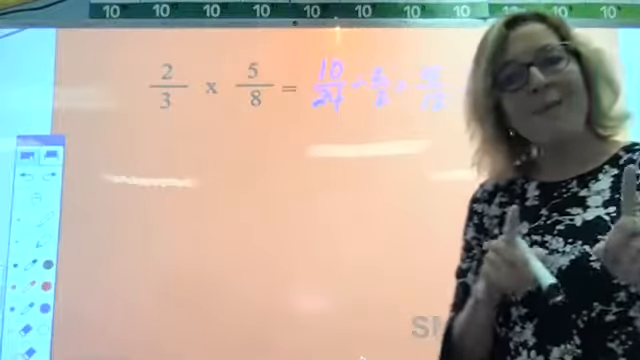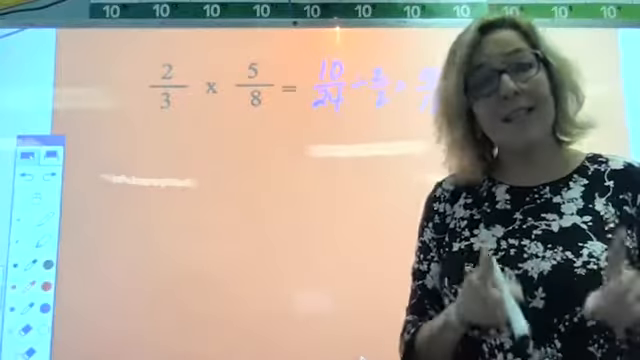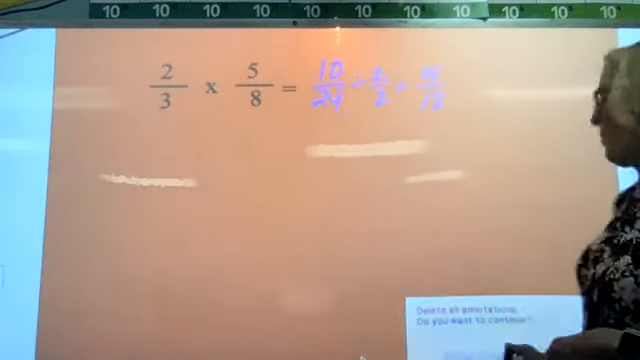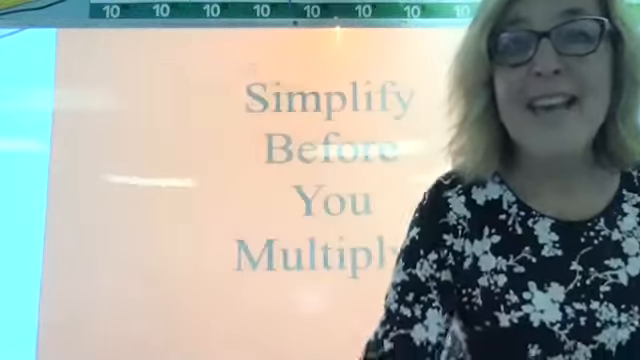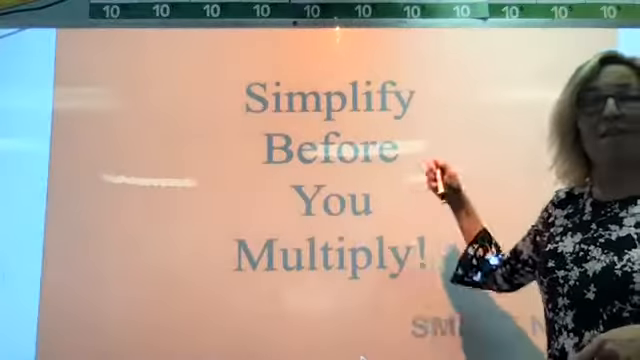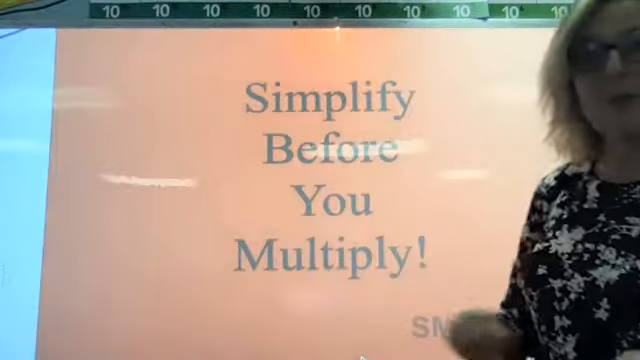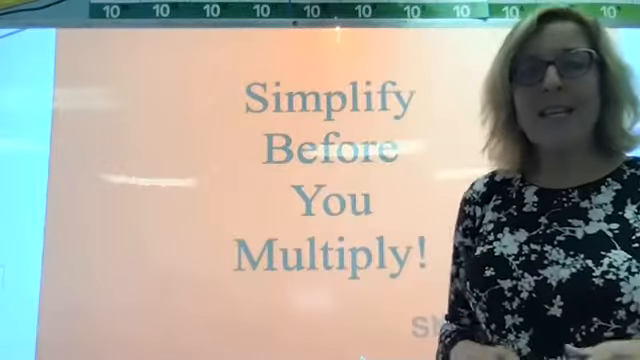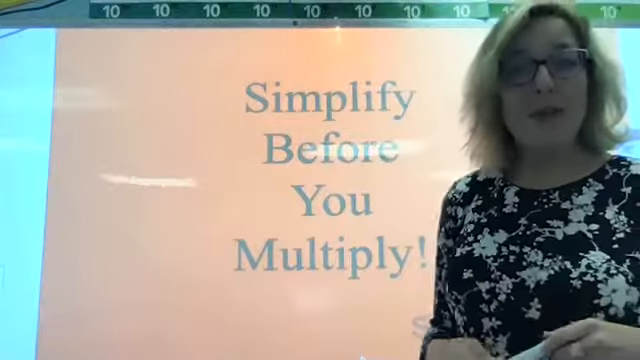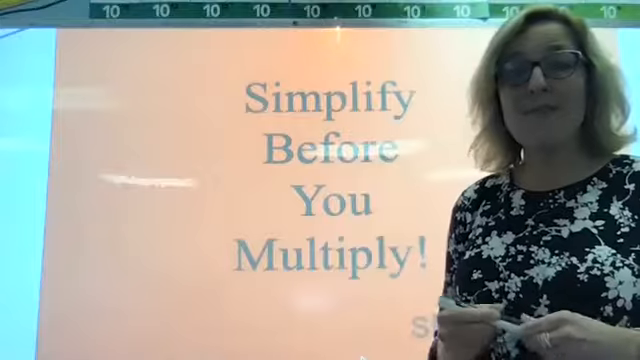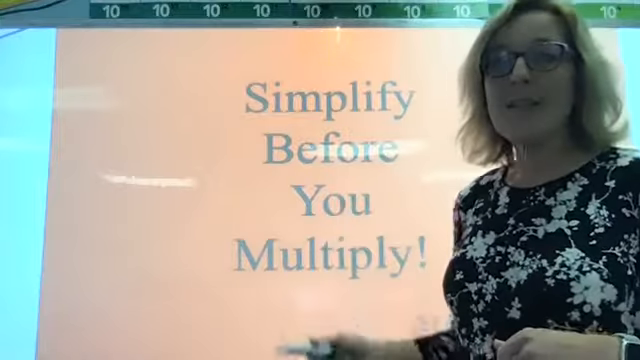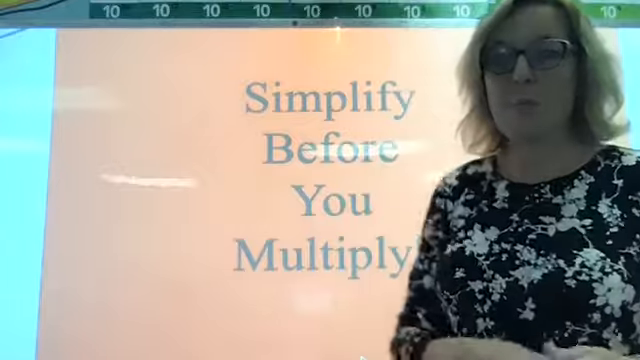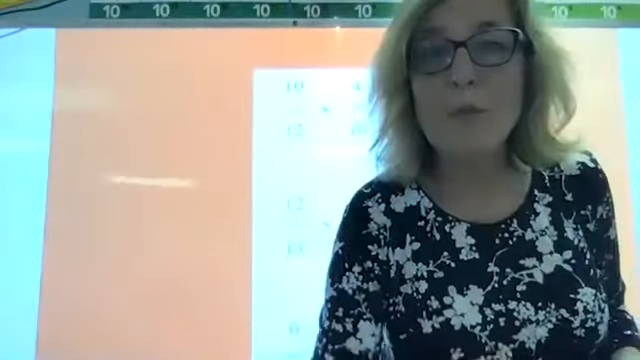What I'm going to suggest today is that there is an easier way to do that, and it's one of my favorite mathematical ideas: simplify first before you multiply. The reason I think this is such a big deal is that when you get to algebra in 8th and 9th grade, you're going to find that this is essential. So the more you do it now in 6th and 7th grade, the better prepared you will be. So what does this mean, simplify before you multiply?